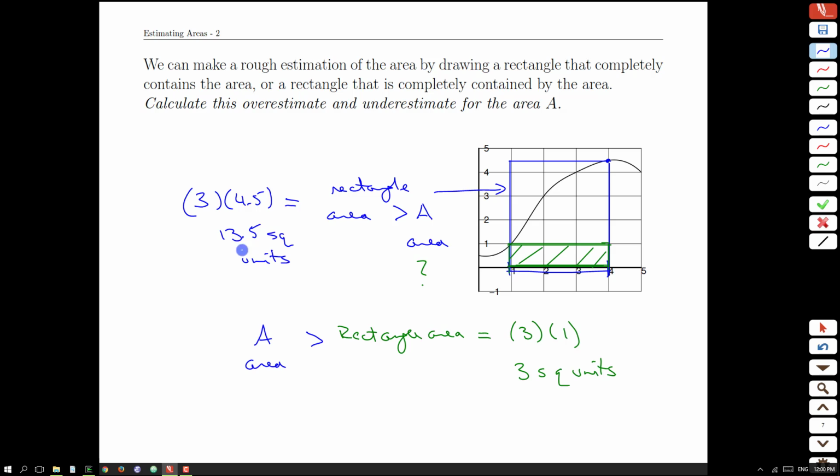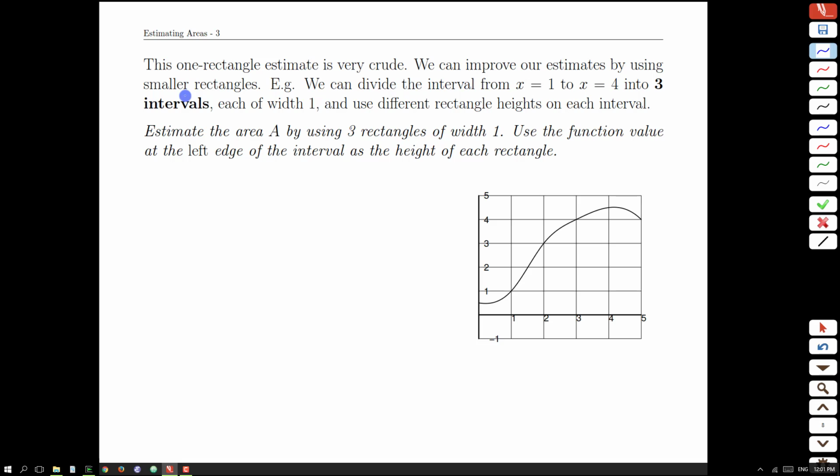I will admit that's pretty crude. This is like 3 times difference. It leaves a lot of room in the middle to fit A, but hopefully this gives us a strategy for finding an estimate and then maybe getting better estimates. The key to that strategy is using smaller rectangles. Let's take that same interval again, but this time we're going to break it up into 3 smaller intervals. So from 1 to 2, from 2 to 3, and then 3 to 4.